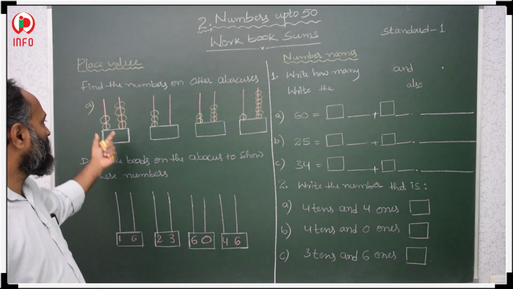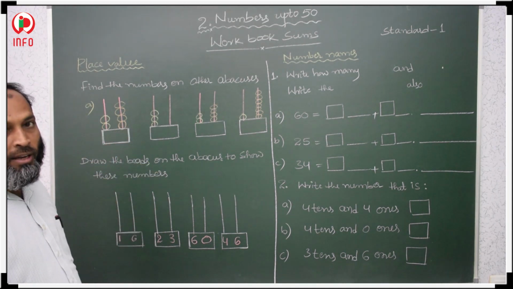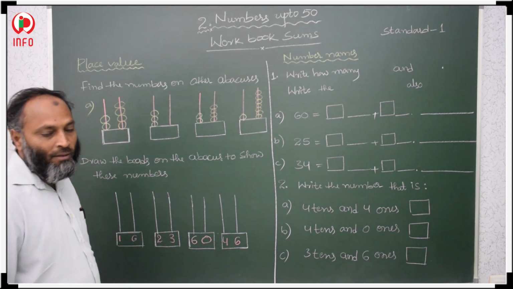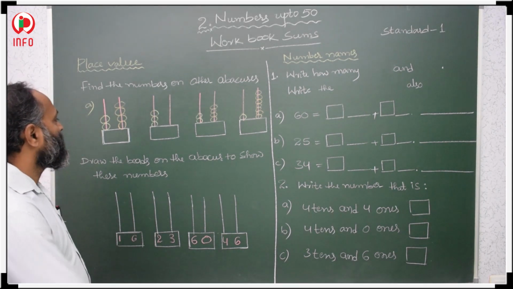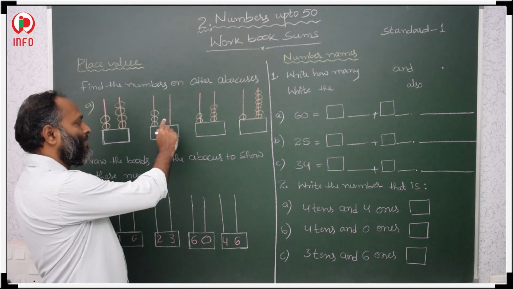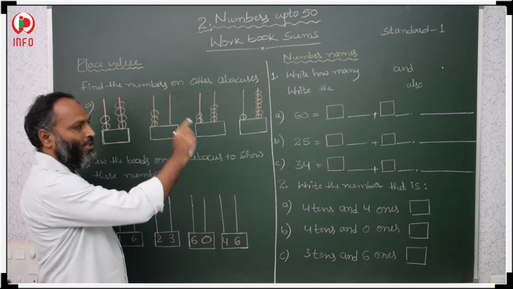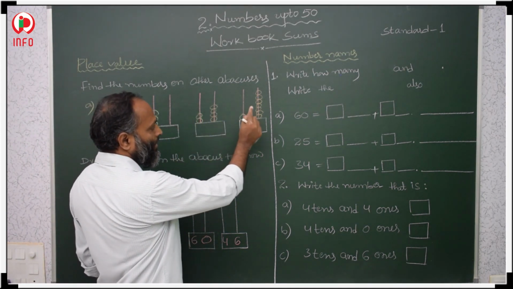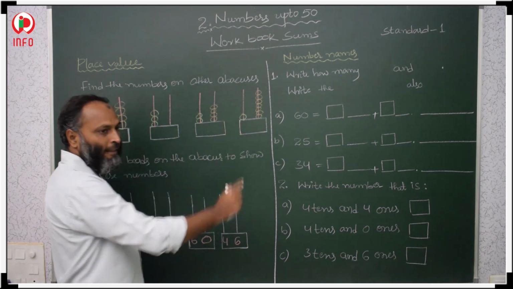If the abacus beads are given, we have to count the number of beads in the ones place and in the tens place, and we have to write the number. So this is ones place and this is tens place. This is ones place, this is tens place. This is ones place, this is tens place. This is ones place, this is tens place.